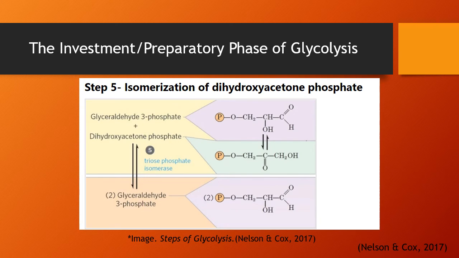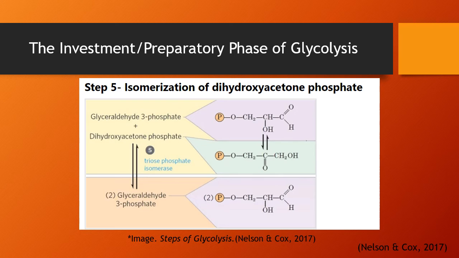So this is going to be the last step in the investment or preparatory phase of glycolysis, and 2 ATP molecules have already been used up so far in this reaction. So recall that the 2 molecules that were generated in the previous step were different from one another. This may be confusing since we know that the end result of glycolysis is going to be 2 of the same molecules, those pyruvates, but here's how this is possible.